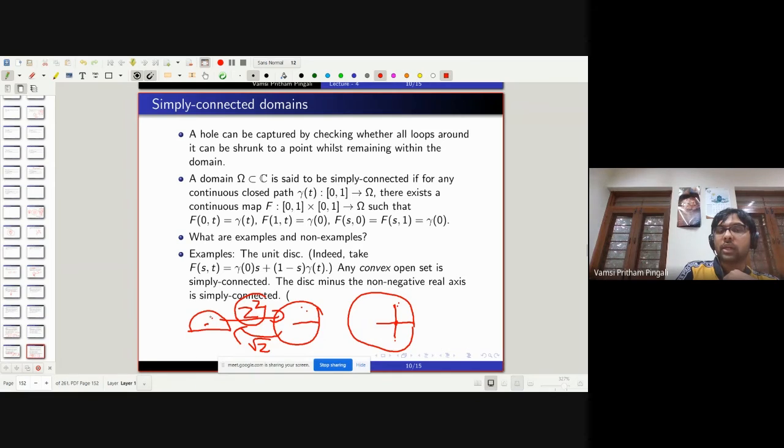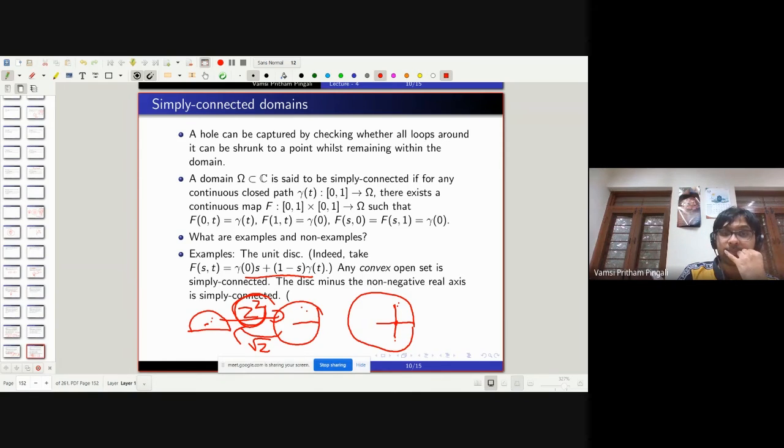So if I can shrink it to a point using this sort of a formula here, and using Z square, I can take that shrinking here. What do I mean? Please write it out carefully. I leave this as an exercise.